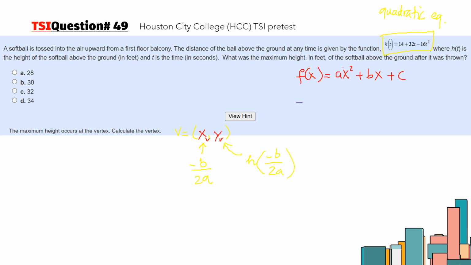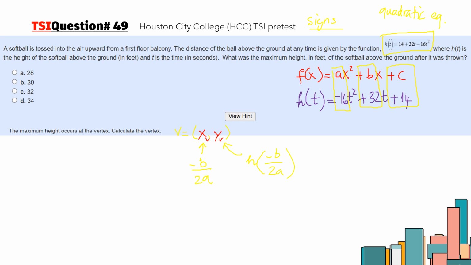We will have h of t equal to, now the square term has to be written first, so that is negative 16t squared. Now the x term will be 32t, t is x, f is h. Then plus 14. Now we compare: a in this case is negative 16, b is 32, c is 14. Make sure you include the signs in front of the terms, like the coefficient of t squared is negative 16. It's not 16 only, but negative 16. So include the number and the sign.